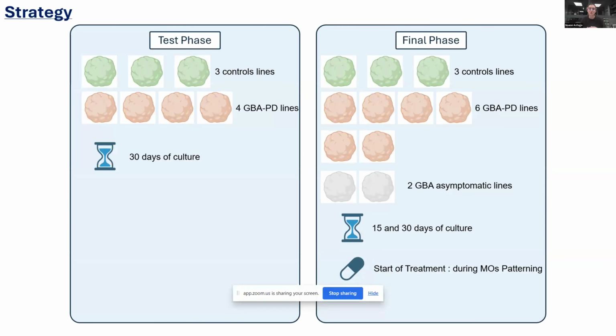So as a test phase to start to have some phenotyping characterization of our midbrain organoid, I started to use 3 control lines versus 4 GBA PD lines, knowing that for the entire project we plan to use 6 GBA PD lines and 2 asymptomatic lines. And so we culture this midbrain organoid for 30 days and then analyze them.